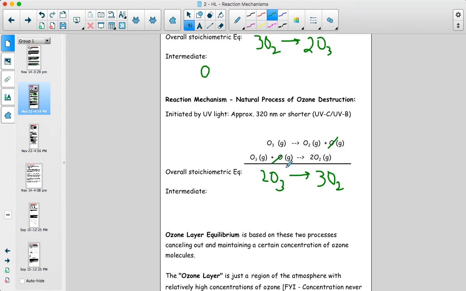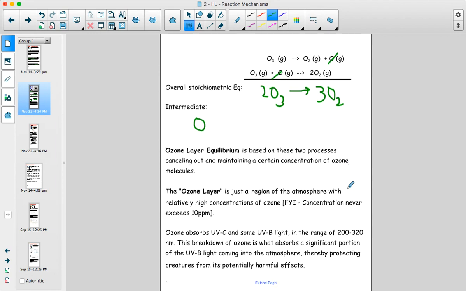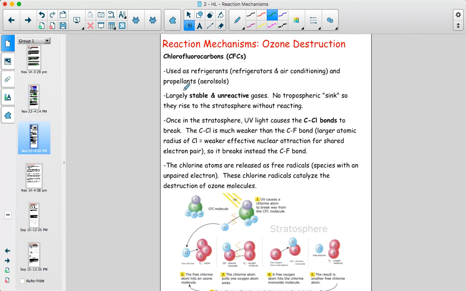In the second mechanism, once again, the intermediate was the monatomic oxygen. You can see it canceling out of the overall equation. The ozone layer is actually a very low concentration. It never exceeds 10 parts per million, so it's really quite tiny. That's all it means when we say it's the ozone layer. It's just this area of the atmosphere with a slightly higher concentration of ozone molecules.